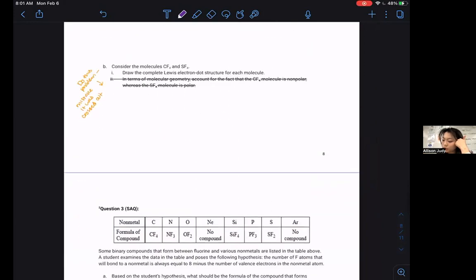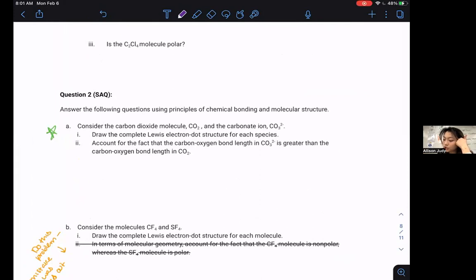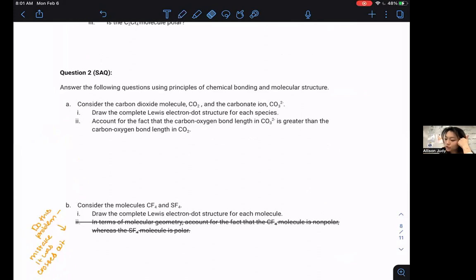And let's just go through one more AP problem. I'm going to cut it off after this one. So here, question number 2 is a short FRQ. Short FRQs are designated about 9 minutes and worth 4 points on the AP exam. So what we have here is, consider the carbon dioxide molecule, CO2, and the carbonate ion, the polyatomic ion with a charge, right? And draw the complete Lewis structures for each species.